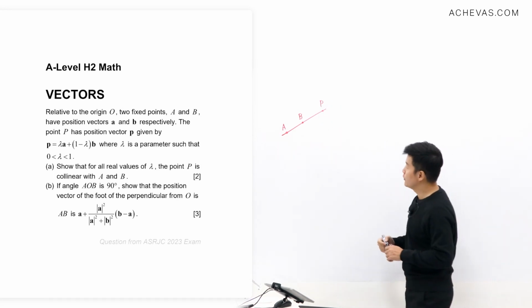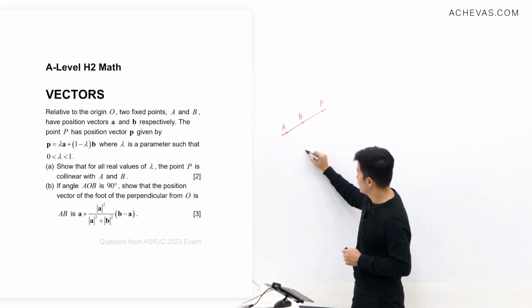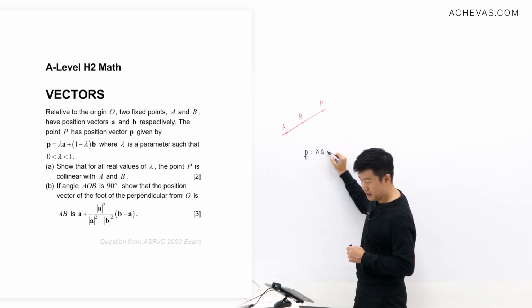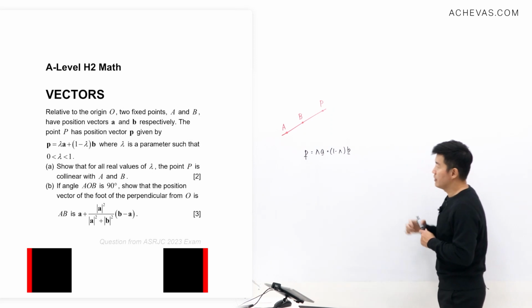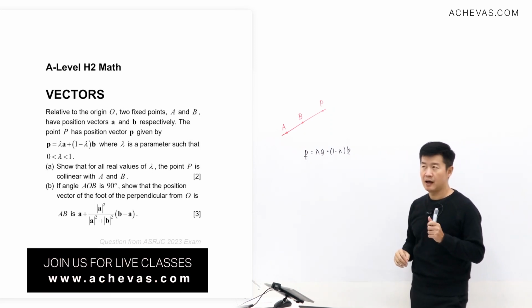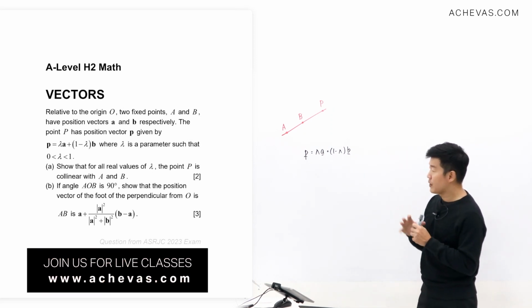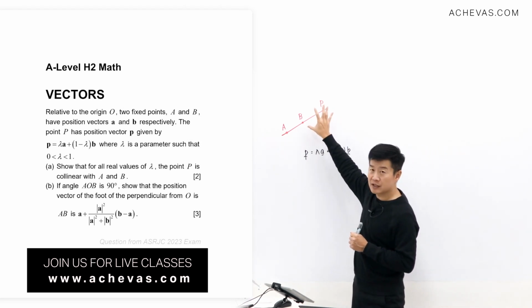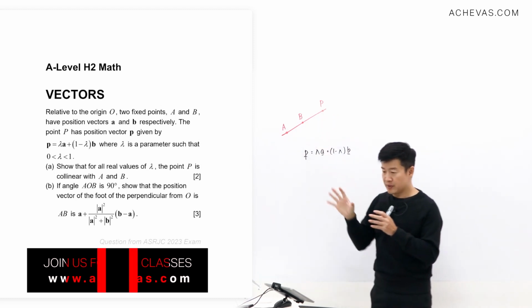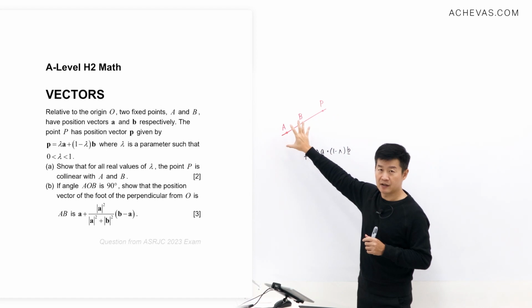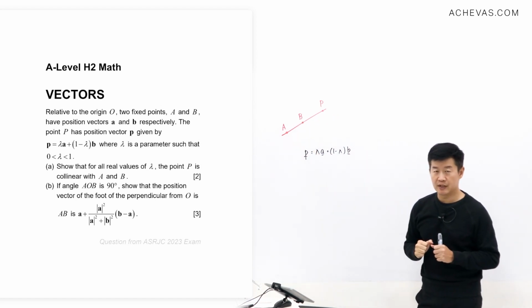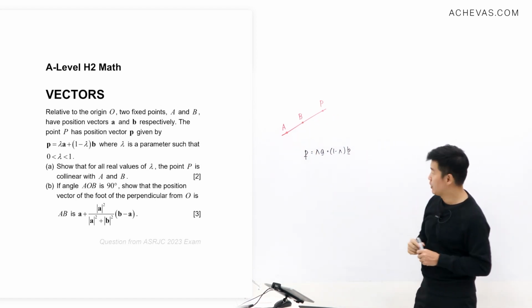So in order for us to prove this, we are given an equation, which is P is equal to lambda A plus 1 minus lambda times B. Making use of this equation, I'm going to try to see whether I will be able to show a vector joining two of the points to be parallel to another vector joining another two of the points. Then we will be able to show the collinearity of these 3 points.